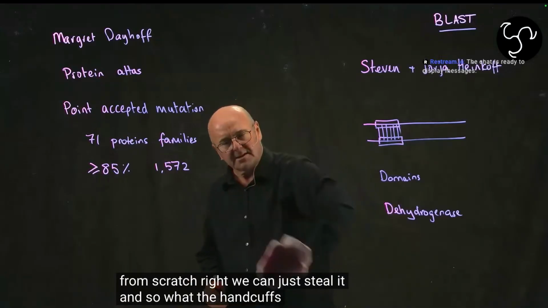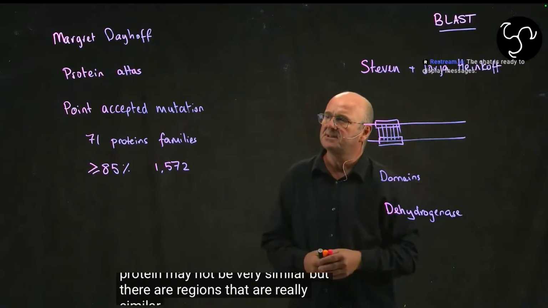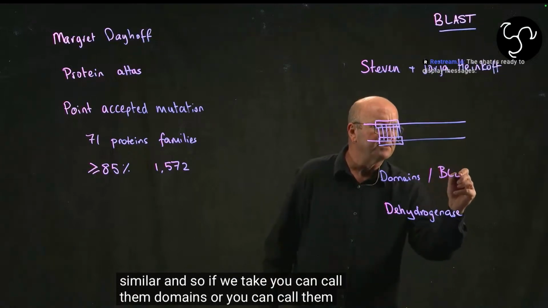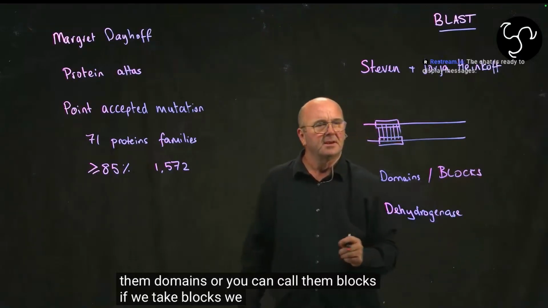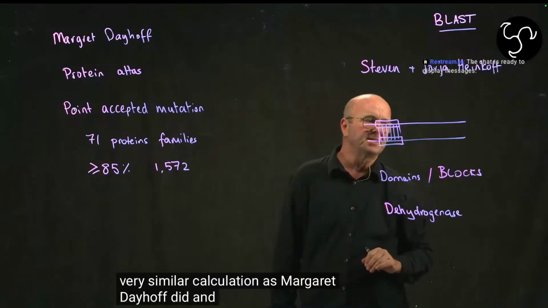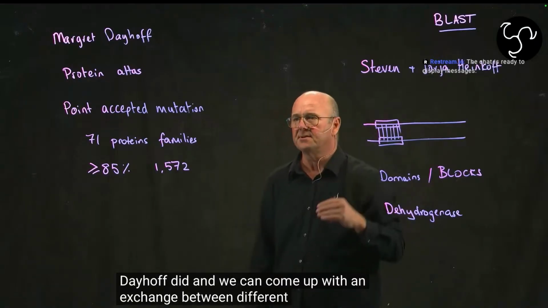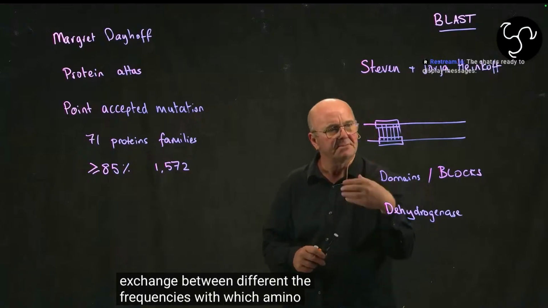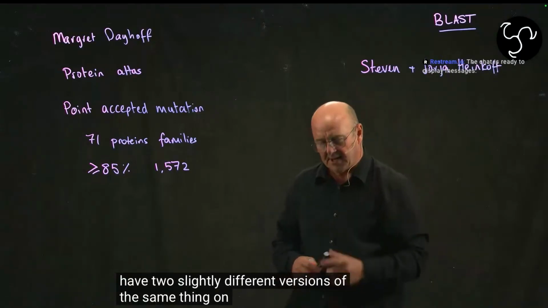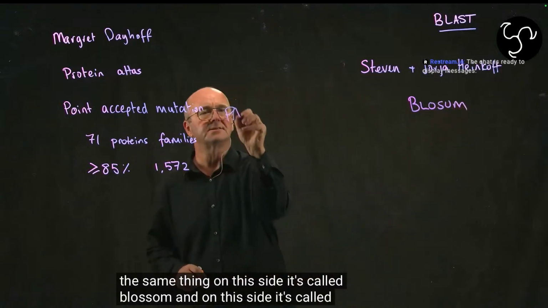And so what the Henikoffs said is, hey, there are these domains. The rest of the protein may not be very similar, but there are regions that are really similar. And so if we take, you can call them domains, or you can call them blocks. If we take blocks, we can basically do a very similar calculation as Margaret Dayhoff did, and we can come up with an exchange between the frequencies with which amino acids change between different positions. So we have two slightly different versions of the same thing. On this side, it's called BLOSUM, and on this side, it's called PAM.